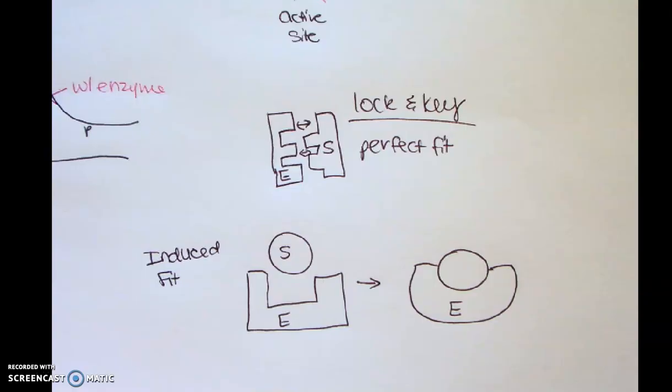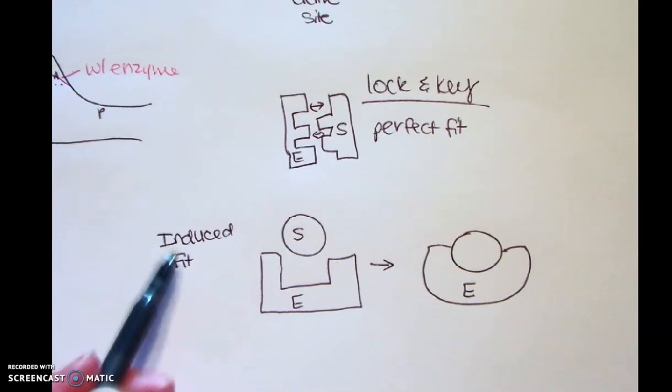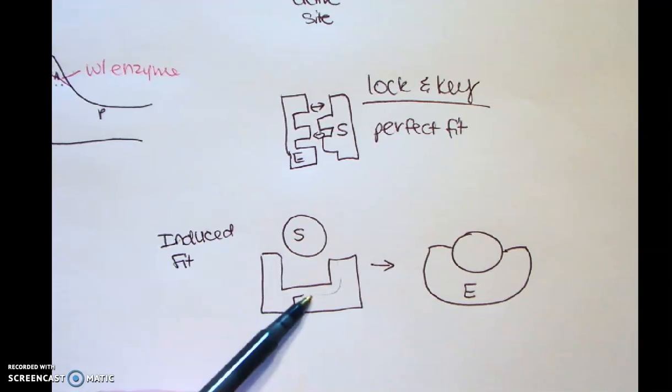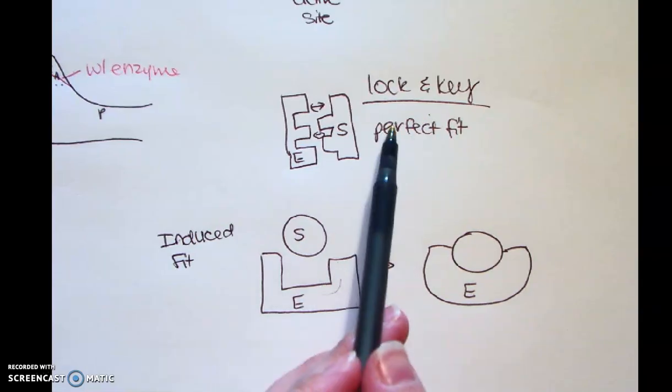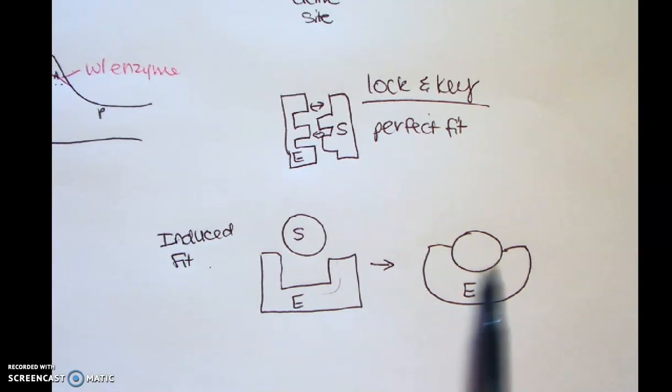Most of us have only heard that word with pregnant women. So they induce a woman to go into labor. They make that labor happen. Induced fit means you're making that bonding or that matching happen. So those are the 2 models. Lock and key, perfect fit from the get-go. Induced fit, also a perfect fit, but the enzyme has to change shape to get there.